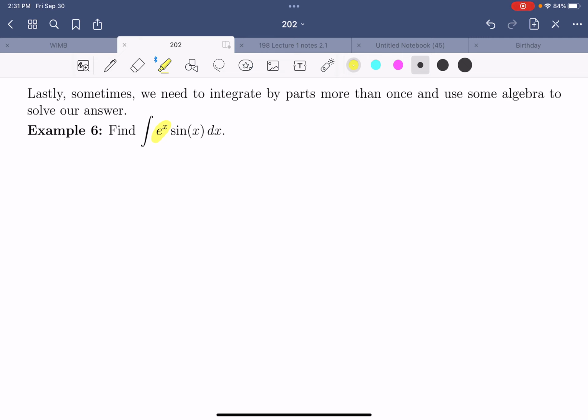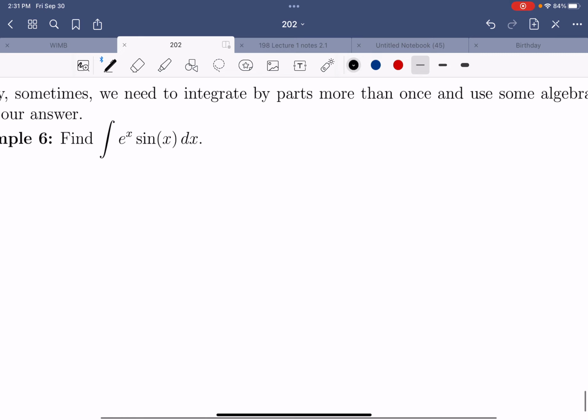And with sines and cosines, if we take derivatives or antiderivatives over and over again, it just bounces back between sine and cosine. So you have this kind of cyclic thing happening here. How we handle that is we're going to do it twice and then collect our integrals. And I'll show you what that means.